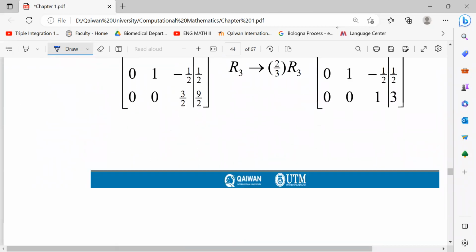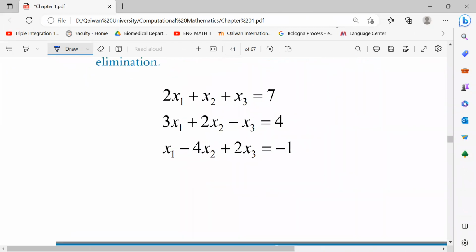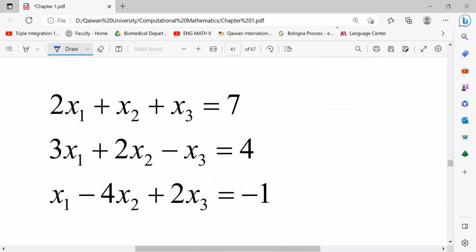Look at this. Here we have this system. It says solve this linear system by using Gauss-Jordan elimination. What we do first in Gauss-Jordan elimination and Gauss elimination is write down the augmented matrix. The augmented matrix is the matrix that we get from the coefficients of the variables and the constant terms.